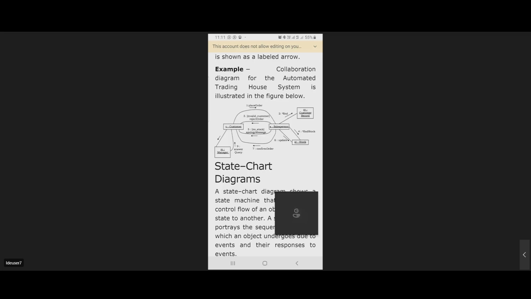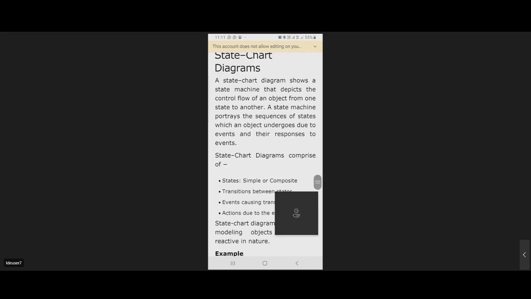The next is the state chart diagram. It shows a state machine that depicts the control flow of an object from one state to another state. The state machine portrays the sequence of states which an object undergoes due to events and their responses to events. A state chart diagram comprises what? States, transitions, events, and actions. A state is simple or composite, transitions are between the states, events cause transitions, and actions are due to the events. States are used for modeling objects of a reactive nature.